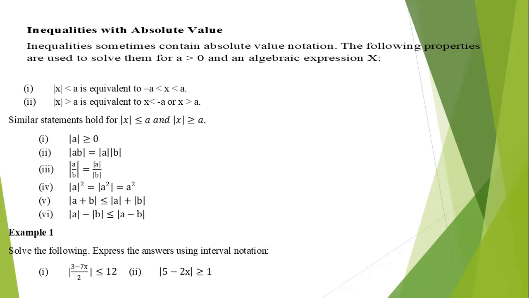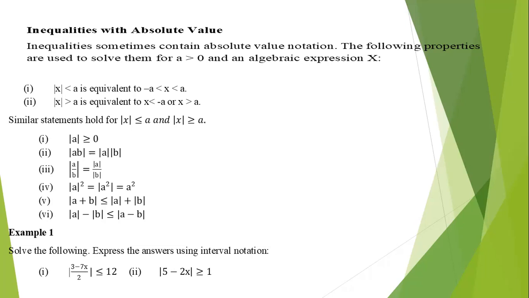Now, the fourth one: if I have the absolute value of A raised to power 2, that 2 can enter inside the absolute value, and you are going to have the absolute value of A squared, which is written as A squared. The fifth and the sixth is what is called the triangle rule. If you have the absolute value of A plus B, it is less than or equal to the absolute value of A plus the absolute value of B.